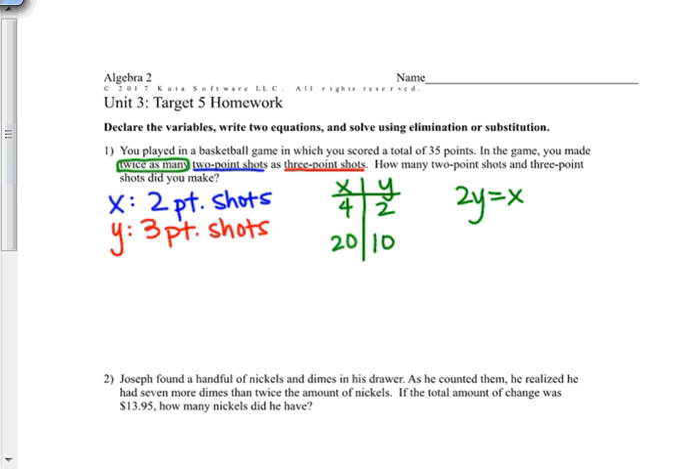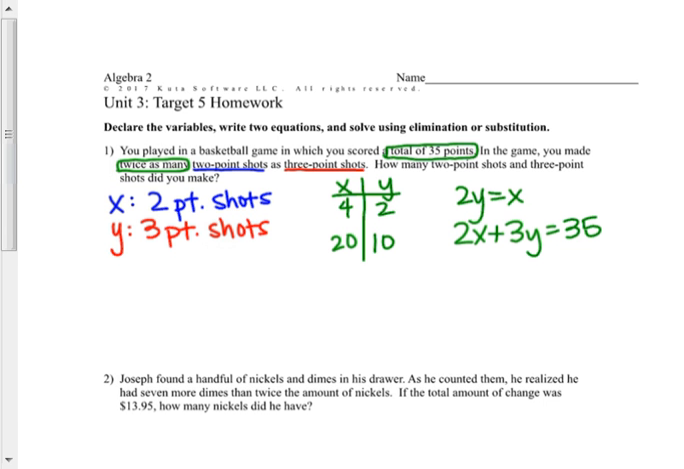My other equation is going to come from the total of 35 points. And I can't just say that x plus y equals 35 because each x shot is worth 2 points and each y shot is worth 3 points. So I have to create it like this. 2x plus 3y equals 35. Because x actually represents 2 points per shot and then y represents 3 points per shot. So I have to be careful with that. So there's my two equations.